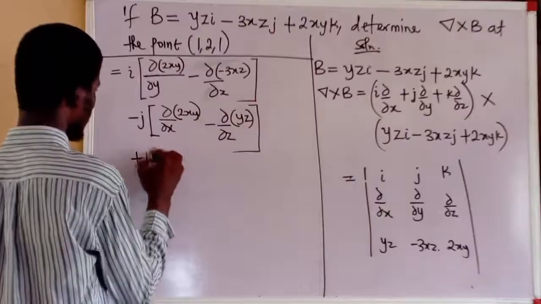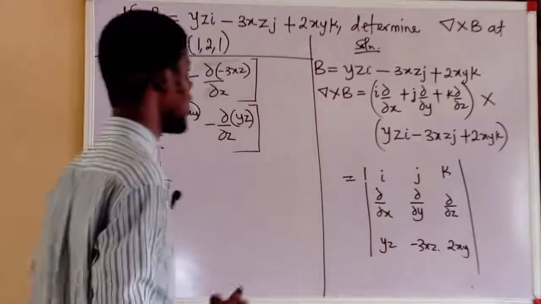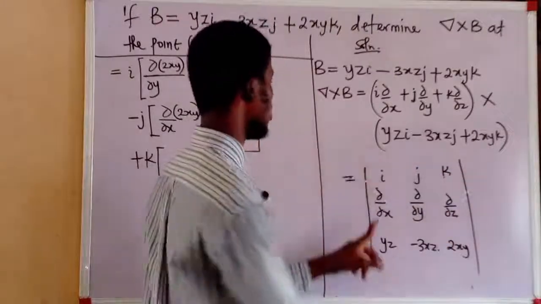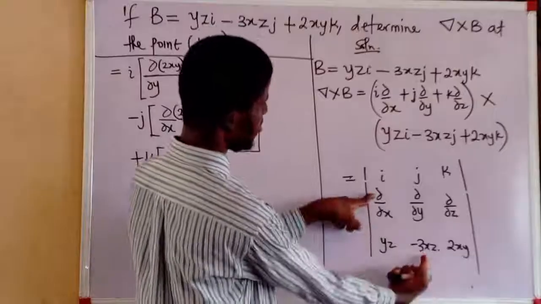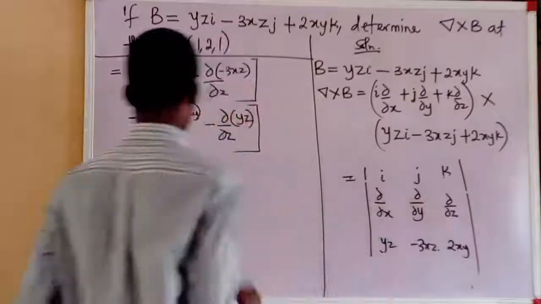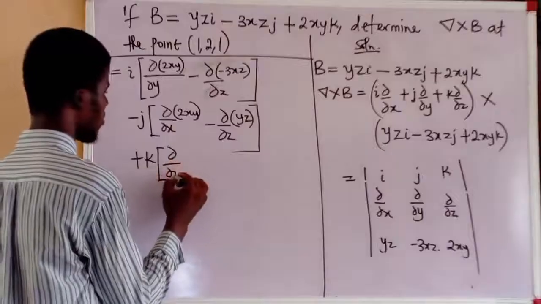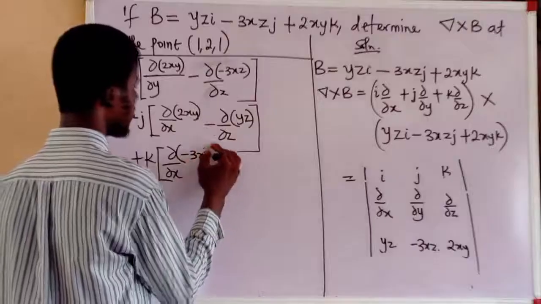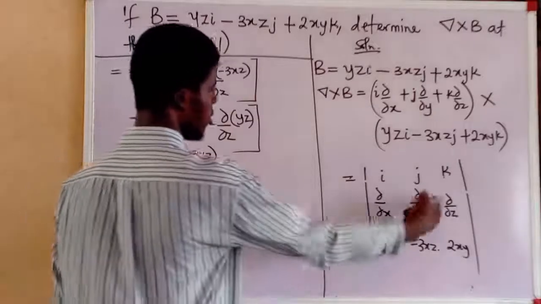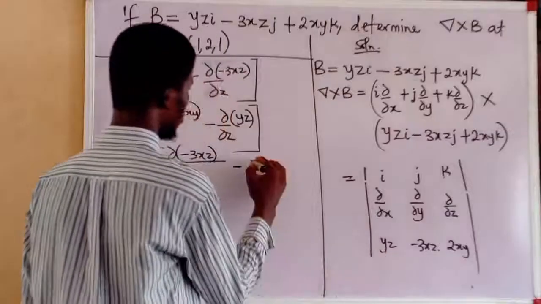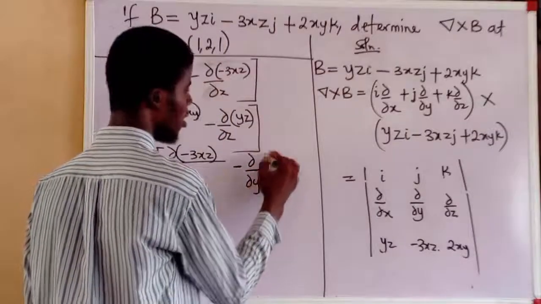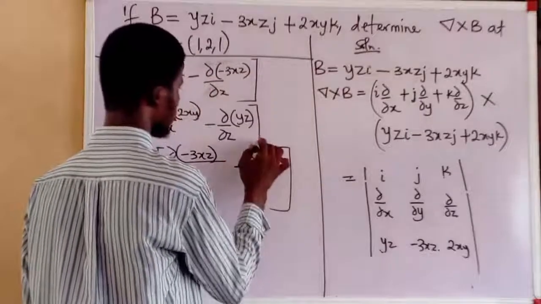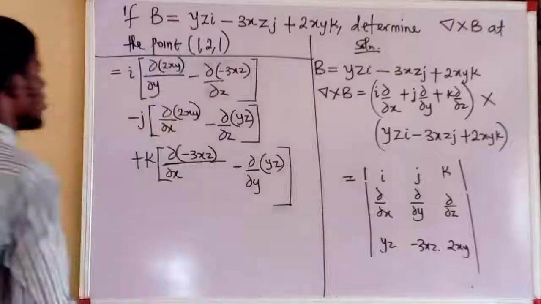Plus k. K has a plus. So eliminate this column of k, eliminate this row of k. We have this and this. So this times this minus this times this. That will be partial x of minus 3xz, minus this into this, that is the partial derivative with respect to y of yz. So this is it. Let's evaluate this.